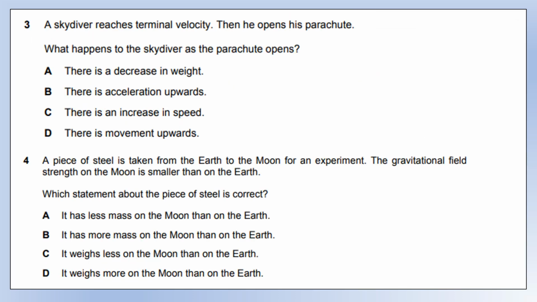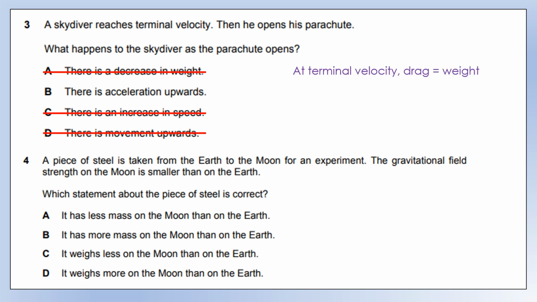So a skydiver reaches terminal velocity and then opens his parachute. What happens to the skydiver as the parachute opens? Well, there's some nonsensical answers that we can eliminate. The weight of the person isn't changing because they haven't gone to a different planet suddenly. Their speed is going to decrease because you've just opened a parachute. That's the point of a parachute. And there's movement upwards. Nope, you absolutely do not move upwards, despite what it looks like when you see videos of it. So we already think the answer is B.